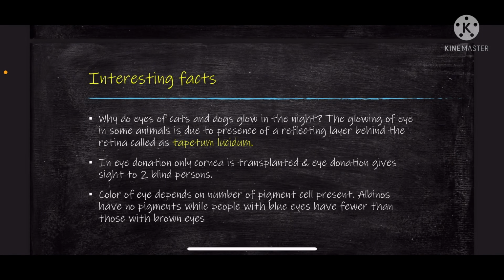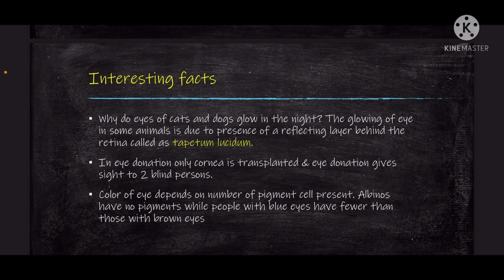Interesting facts about human eyes. Why do the eyes of cats and dogs glow in the night? The glowing of eyes in some animals is due to the presence of a reflecting layer behind the retina called the tapetum lucidum. So tapetum lucidum is the layer responsible for the glowing of eyes in some animals, and it is a reflecting layer present behind the retina.